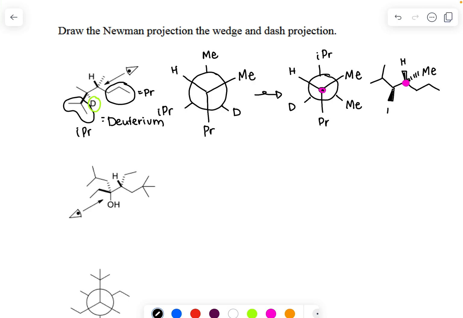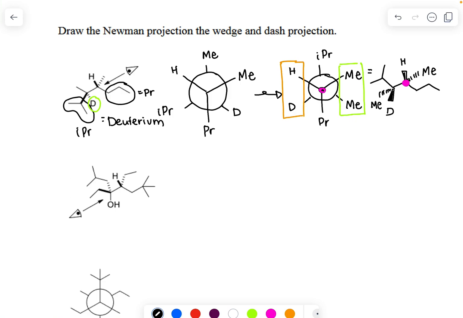Oops, the deuterium is going to be the wedge, and the methyl is going to be the dash. And again, these are in the same plane. You can go back and check that. And these are in the same plane, the hydrogen and deuterium. What I mean by same plane is they should both either be dash or wedge according to my Newman projection here. So that drawing equals that line bond drawing.